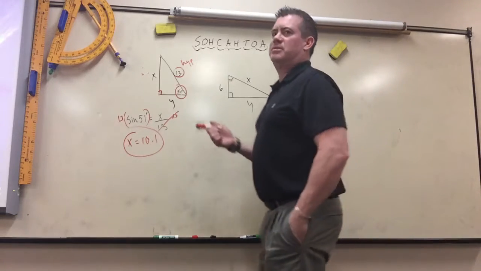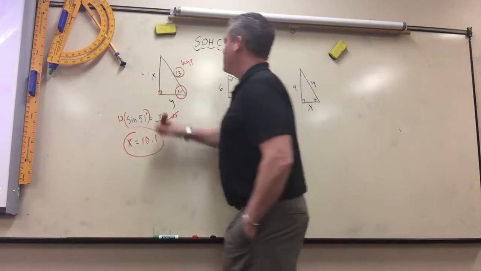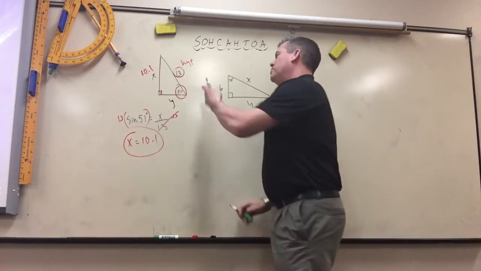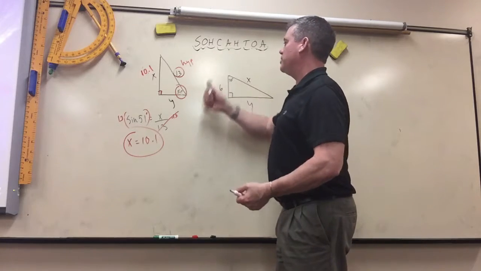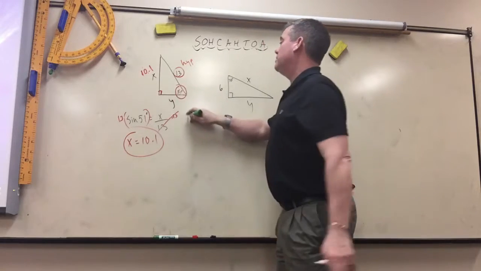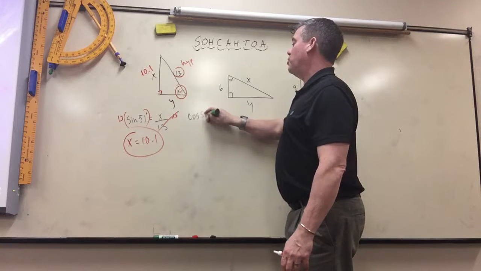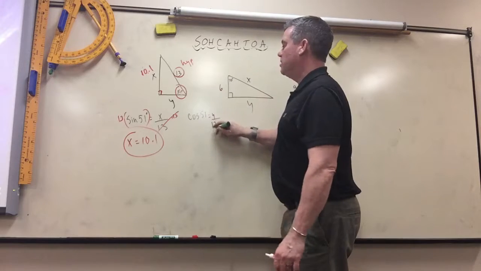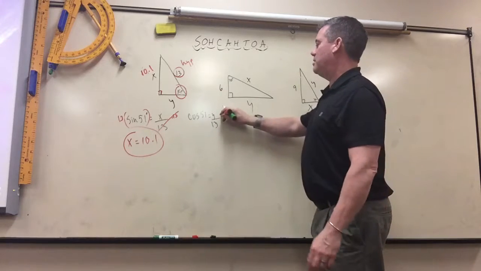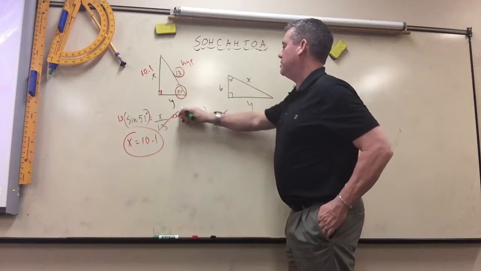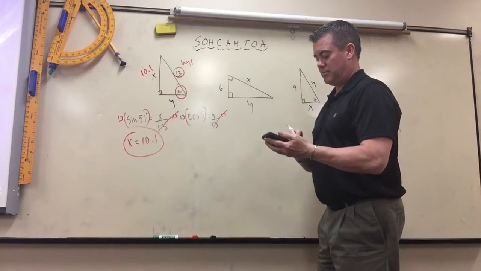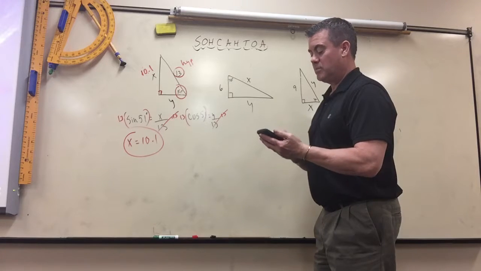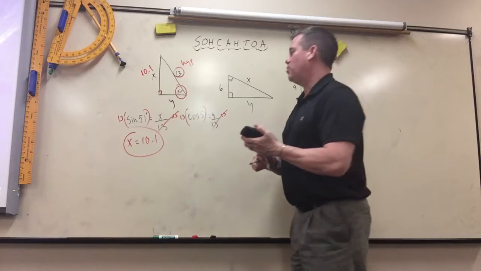Now you have an option. Since we know this is 10.1, you could do one of two things. If you want to get used to using the proportions or the ratios, I would use cosine. The cosine of 51 equals adjacent over hypotenuse. And then you solve it the same way. Take it times 13. That's 8.18, so 8.2.